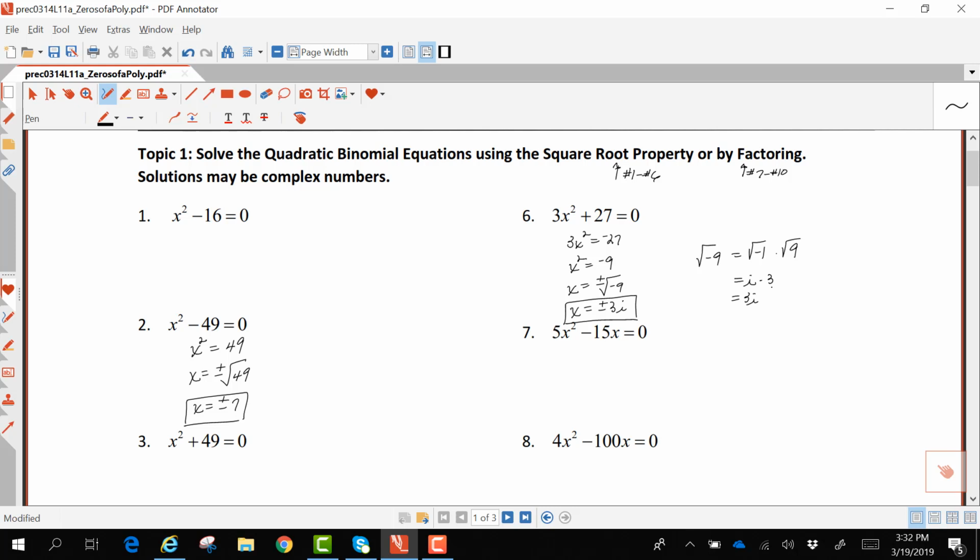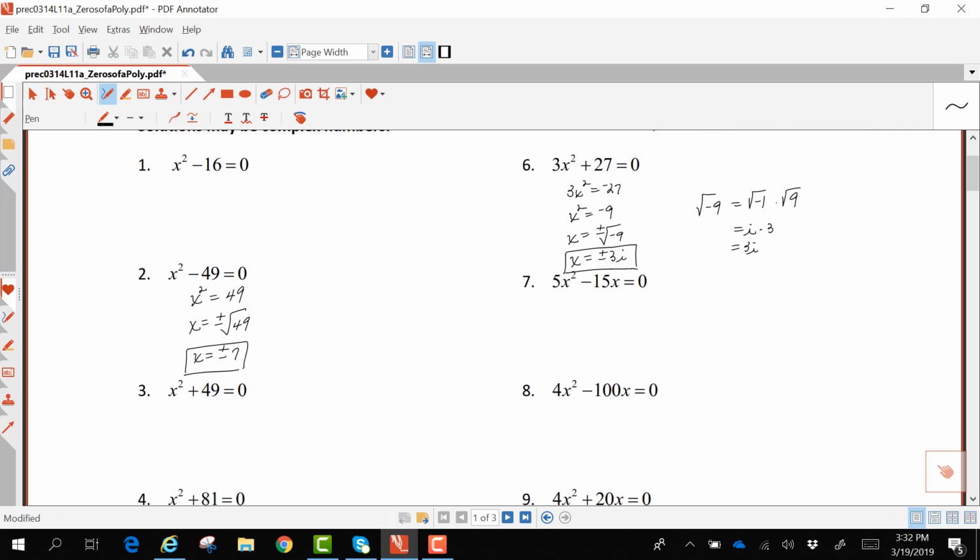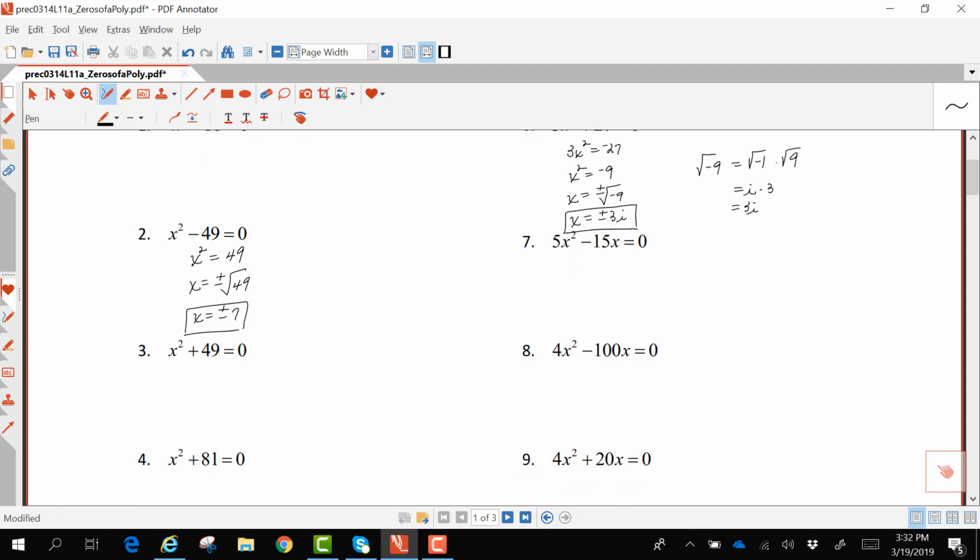Numbers 7 through 10 are really just taking out a greatest common factor. So if we look at number 7, we have x squared and x. That's why the square root property does not apply. We can take out a GCF of 5x, leaving behind an x minus 3. Again, here we would just take each factor, setting them equal to 0, resulting in our two solutions of 0 and 3.